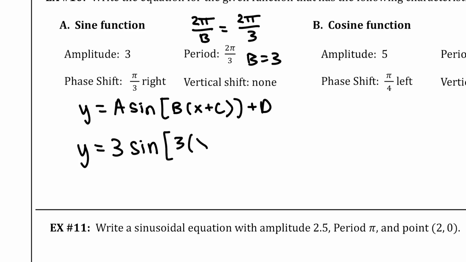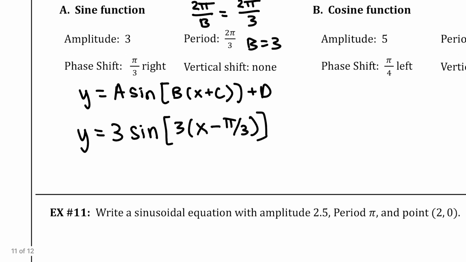Then we have x, and then it says pi over 3 to the right. So since it's to the right, that means this needs to be a minus pi over 3. And then plus d, that would be our vertical shift, and there is none. So we don't do that at all. So there we go. That is our sine function from just a description.